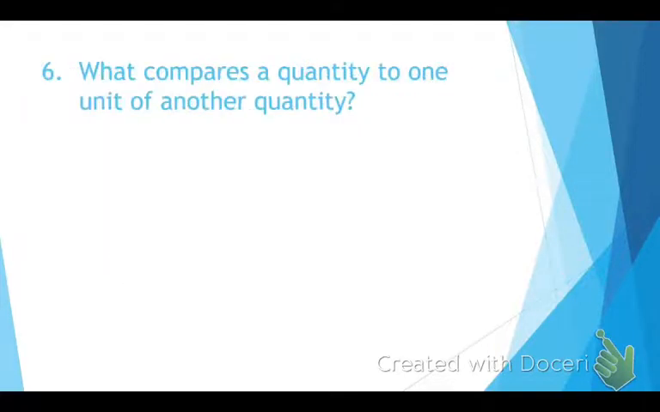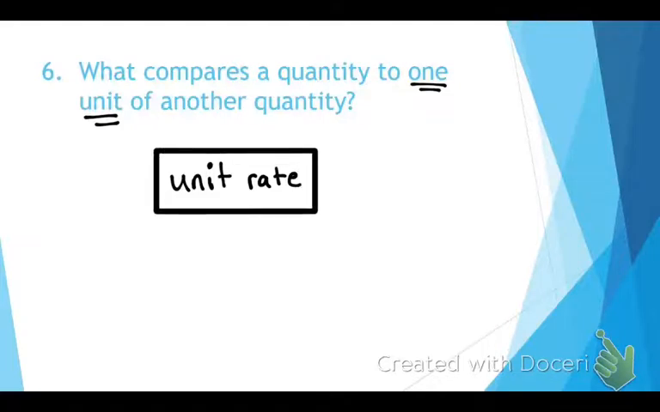All right, number 6 is another vocab term you're going to need to know for your test. What compares a quantity to one unit of another quantity? On this one, there's something kind of a key word. 1 and unit. Okay? A unit rate is something that always has a denominator of the number 1. So the correct answer, this is a unit rate. Okay? Guys, you guys seem like you got to spend a little extra time memorizing and going through what these vocab words mean.